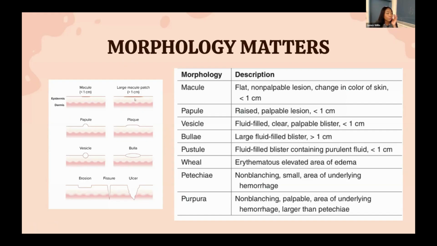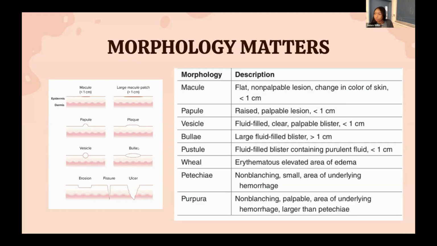All right. So a macule is anything that's flat, not raised, less than 1 centimeter, and anything greater than that, you can go ahead and call it a patch. A papule would be anything that's raised less than 1 centimeter, and papules can be even tinier, 2 to 3 millimeters even. And anything bigger than that, you can call it a plaque. And then a vesicle would be any fluid-filled, clear, palpable blister that's less than 1 centimeter, and the equivalent of that would be a bulla or bullae.